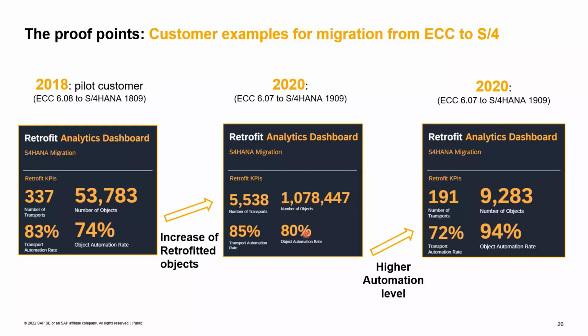Another example, from an automation rate perspective, was 94%. We handled more or less 9,000 objects in these transports. During our journey with the retrofit and with our customers, we have seen that if we are talking purely about a lot of customizing objects, then we can reach a 94% object automation rate. If you have a mixture, you will get between 80 and 90%.